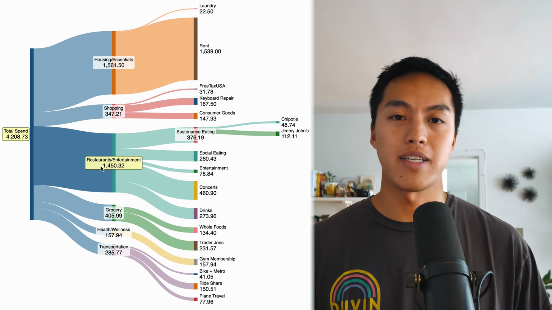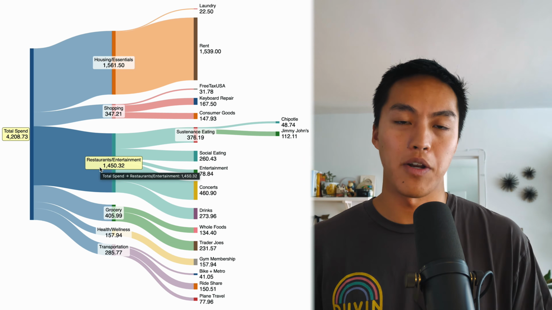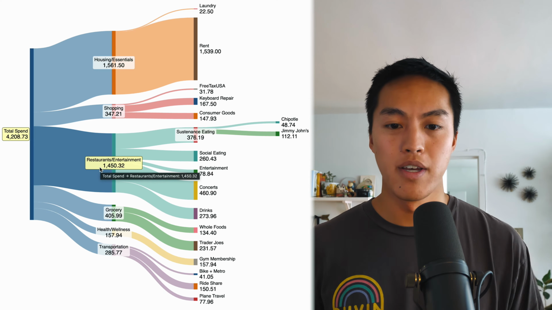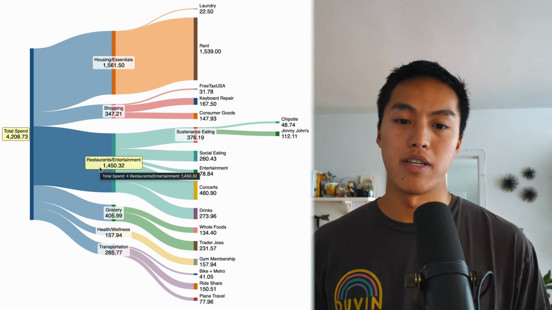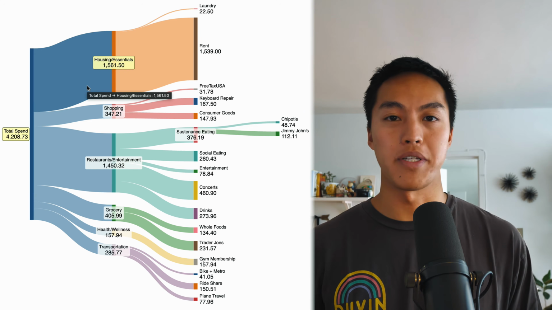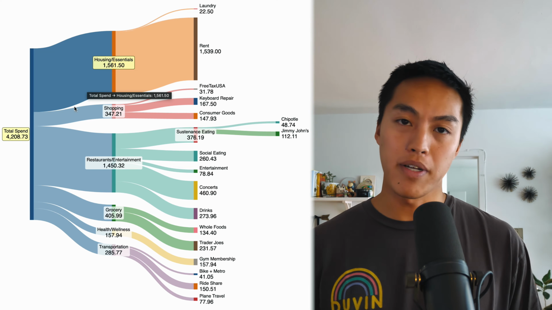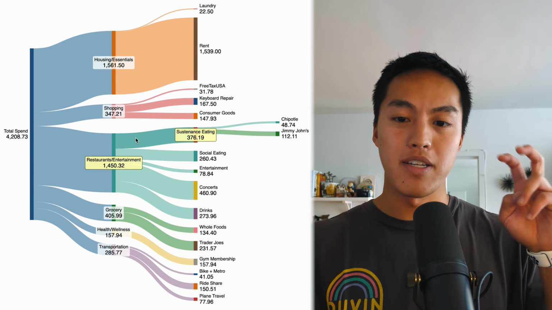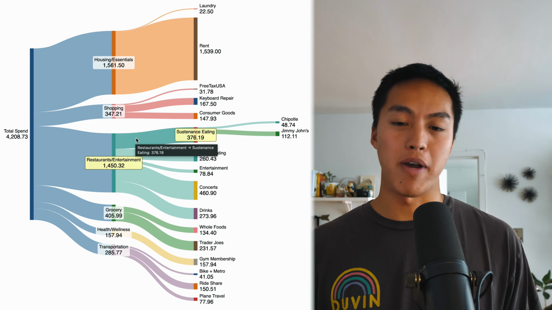Restaurants and entertainment is the next category, and I personally think this is the category that I need to work on the most. $1,450 is nearly as much as my housing costs, which is kind of insane. And in particular, the subcategory sustenance eating is way too high in my opinion.